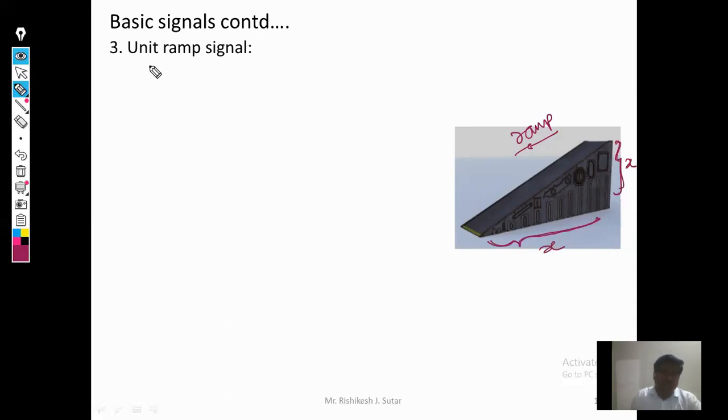Here the unit means it's a slope. If the ramp has unit slope, if the slope of the ramp is 1, then you can call that ramp a unit ramp signal. I'm just showing this ramp here for understanding what a ramp is. But only if this height and this length are both the same can I call this ramp a unit ramp signal.